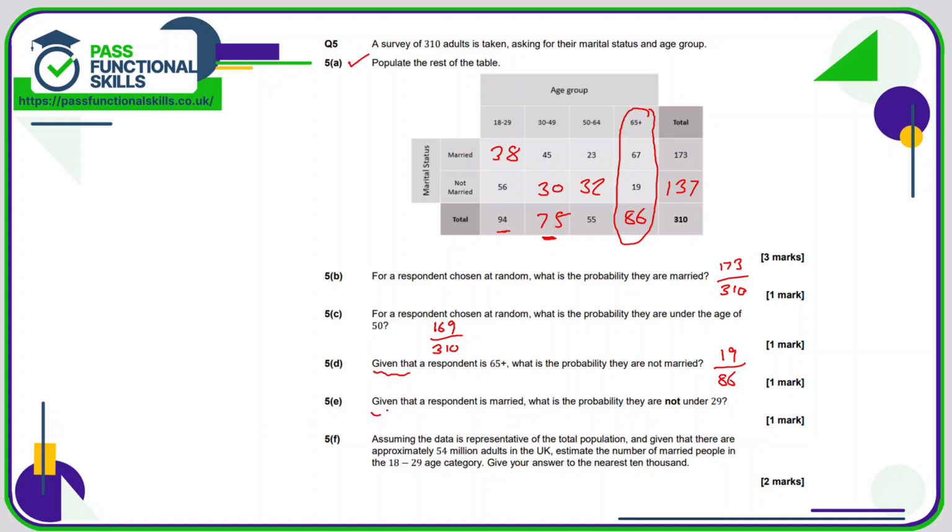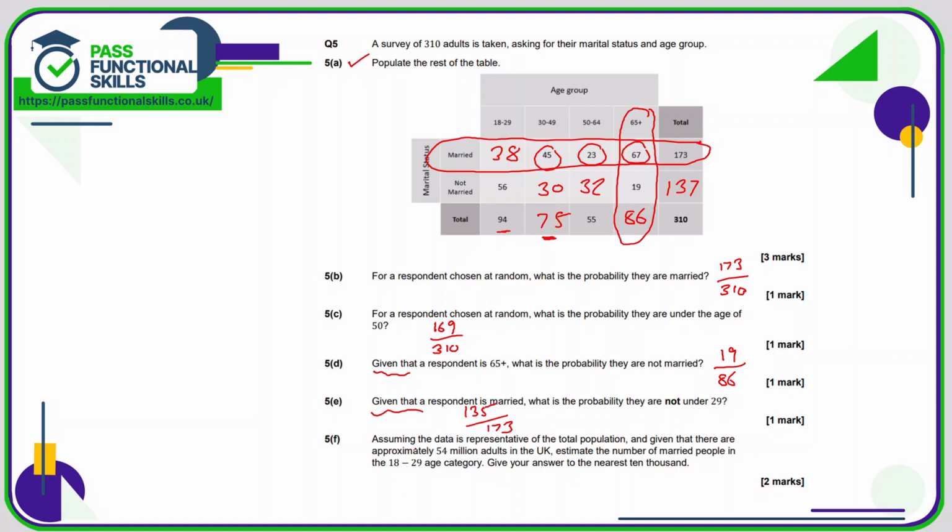And for part E, another given that a respondent is married, so we're interested in the people that are married. So how many is that? That's 173. And of those 173, how many are not under 29? Well, not under 29 is the sum of these three values here. So that's 45 plus 23 plus 67. So that's 135 out of the 173. And that fraction can't be simplified.